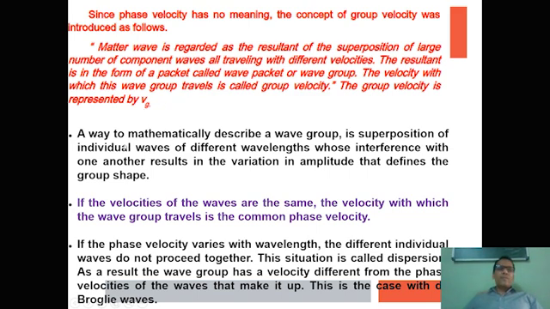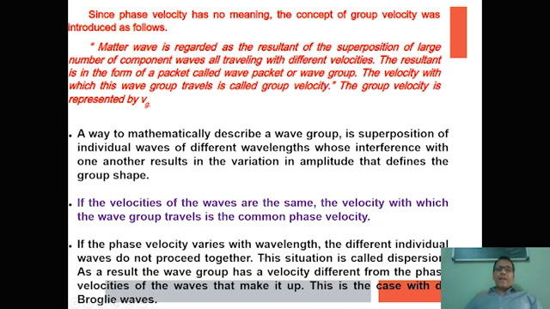We can have some more points related to group velocity. A way of mathematically describing this wave group is as the superimposition of individual waves of different wavelengths, whose interference with one another results in the variation in amplitude that defines the group shape. So the shape of the wave packet depends on the interference of those component waves, and there is a variation of amplitude because of the superimposition. If the velocities of the component waves are the same, then the velocity with which the wave group travels will obviously be equal to the phase velocity.